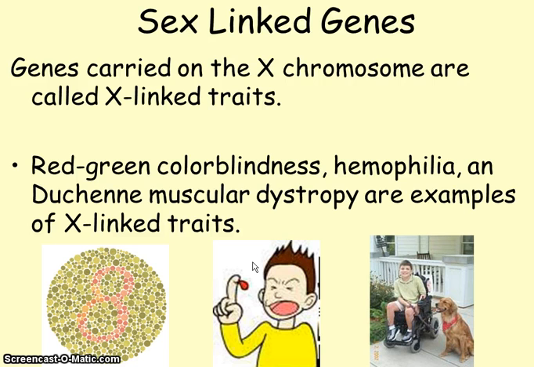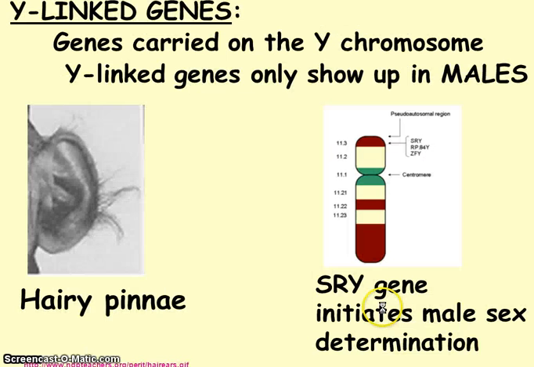Sex linked. This means it's carried on the X chromosome. And so remember that females have two X's and males only have one. So males have more of a chance of getting it. Different things like this are color blindness, hemophilia, and Duchenne's muscular dystrophy, all carried on that X-linked trait.